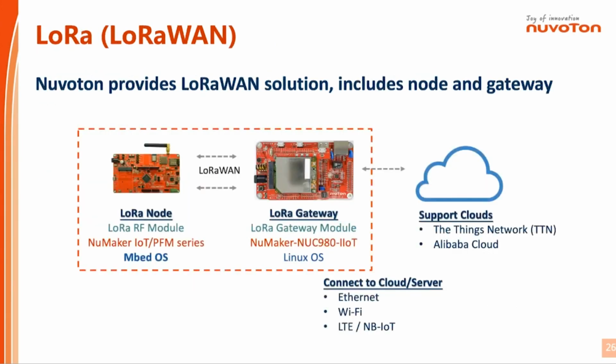Nuvoton provides a LoRa solution including node and gateway. LoRa nodes are built with NuMaker boards and Mbed OS. It's most convenient to use NuMaker IoT M263A boards because the LoRa module is built in. The LoRa gateway is built on NuMaker NUC980 with a specified LoRa gateway module. Currently, the gateway can transmit the data from LoRa nodes to LoRaWAN compatible clouds.